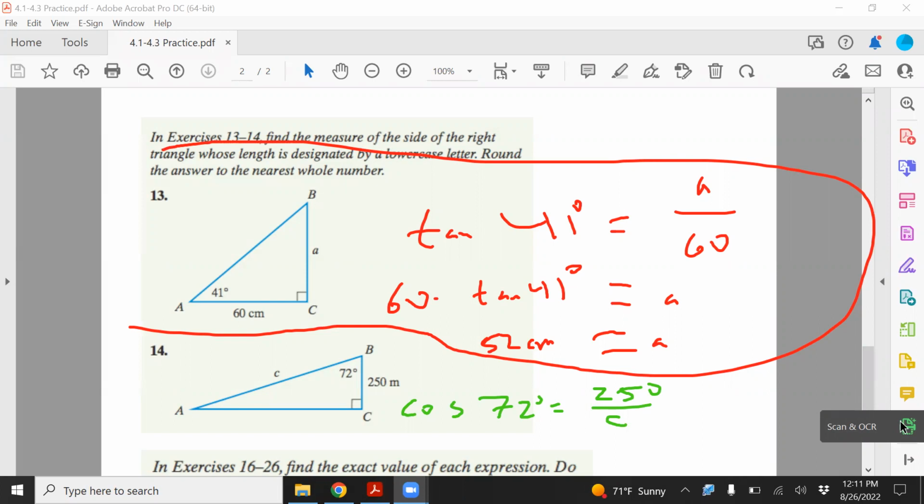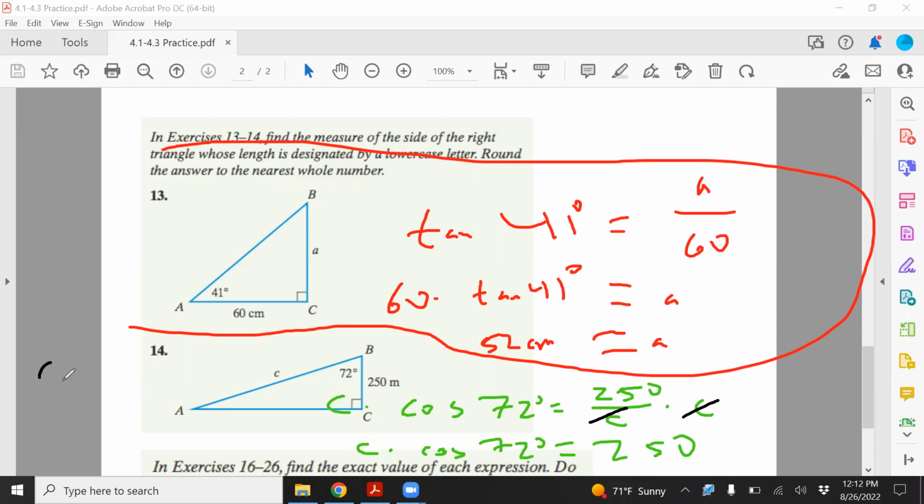So what I'm going to do is multiply both sides by c. So I have c cos 72 degrees equals 250, right? We're okay with that so far? Okay. Then as a last step, to get c by itself on the left side, because now c went from right to left, how do I get c by itself? Done. That's it. Yep. 100% correct.